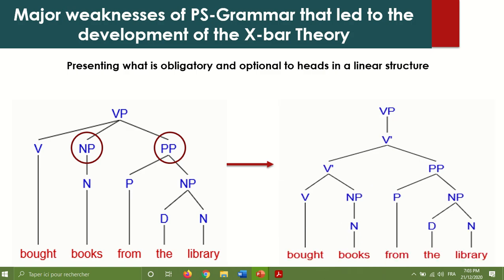So it called obligatory elements complements. So books is a complement, and it made the rule that it is sister to X and daughter of X bar, here sister to V and daughter of V bar. And for optional elements, it called them adjuncts, and they have, as you can see, a different status, so they are sister to a bar level and daughter of a bar level.